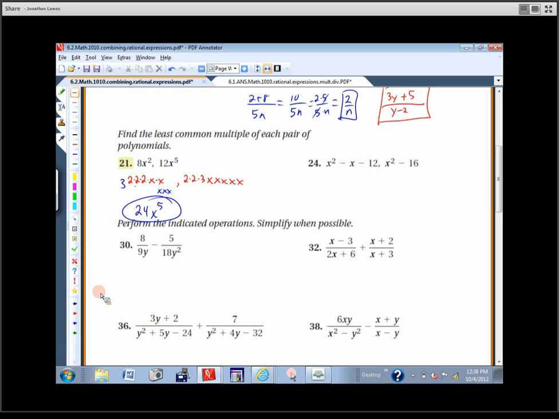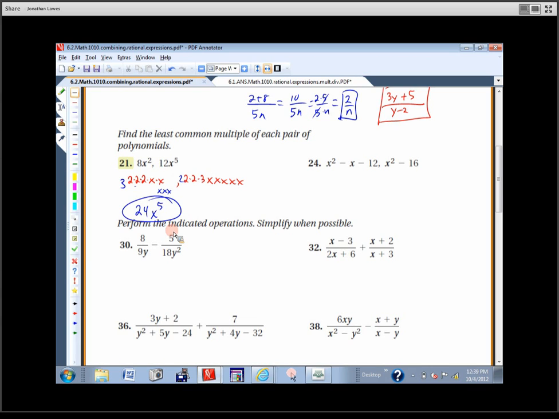If these were denominators, we'd have to put a 2 over here, and we've already got those right there. But if I multiply these together, I get 24x to the 5th. All they're saying is, if those were the denominators, what would my common denominator be? What would my least common denominator be? Okay. So I agree, it's a little bit on the confusing side.